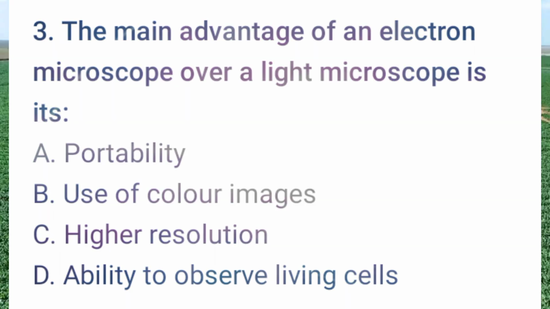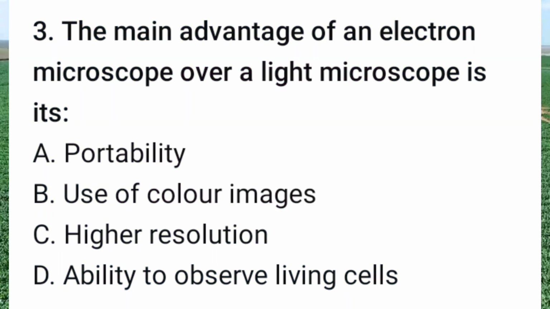Question 3. The main advantage of an electron microscope over a light microscope is it is portable, use of color images, higher resolution, ability to observe living cells. The answer is C, higher resolution.